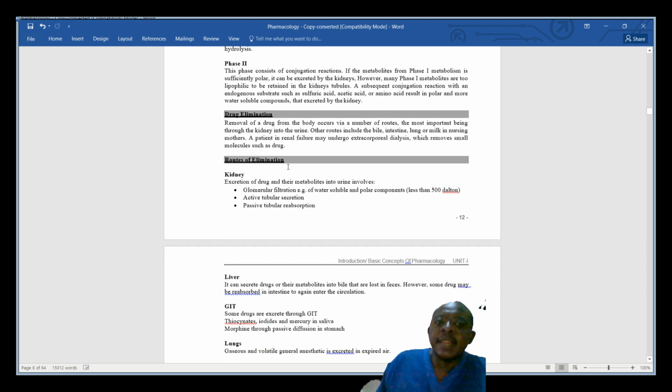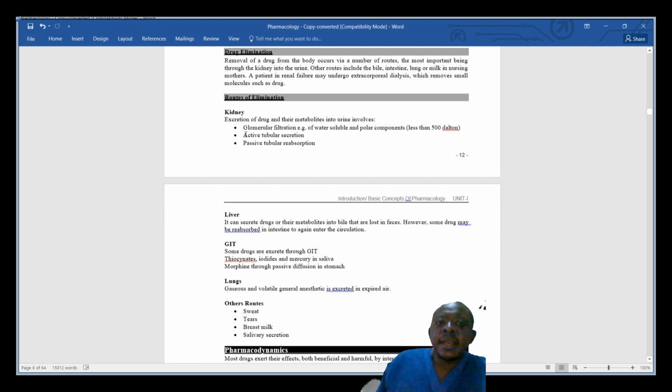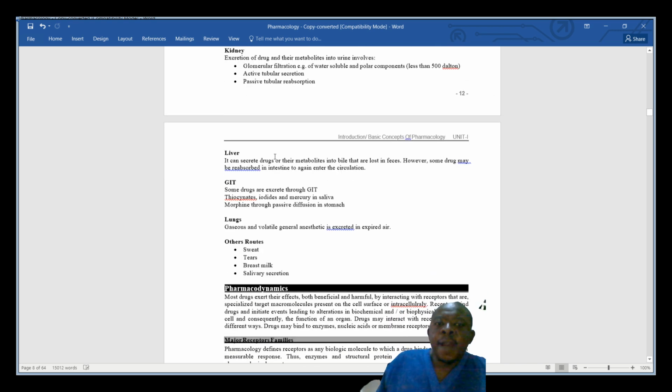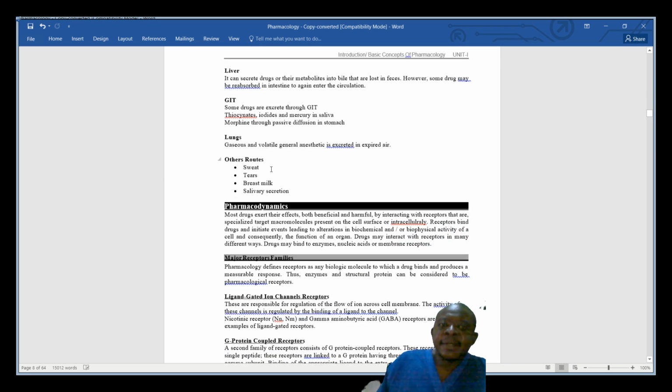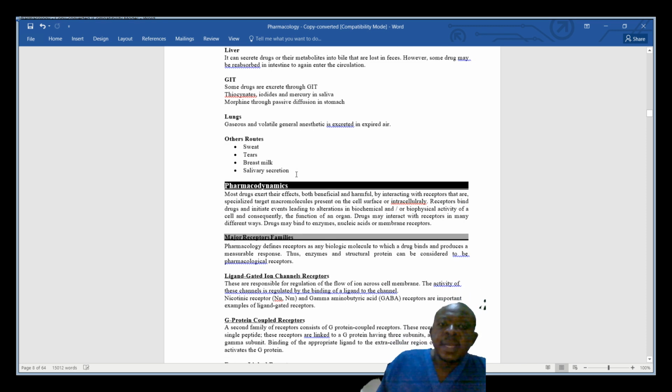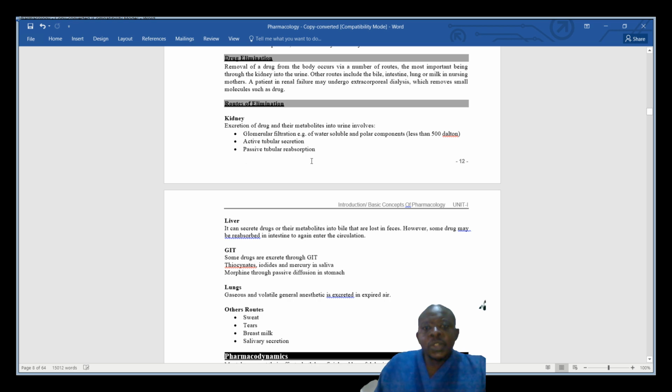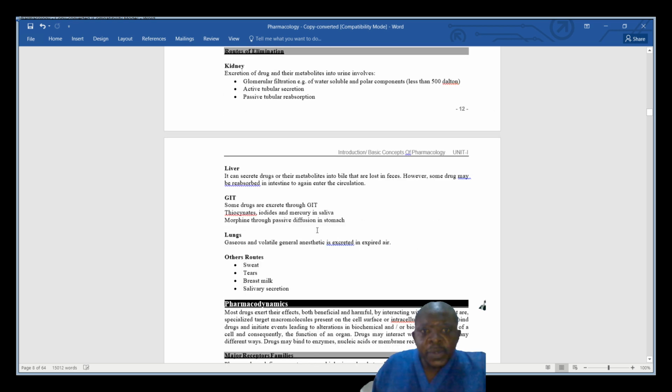So in drug elimination, drugs are eliminated by the kidney, the liver, the GIT, and the lungs. And on other routes, we are looking at sweat, tears, breast milk, and the salivary secretion. So that is the lesson for today.